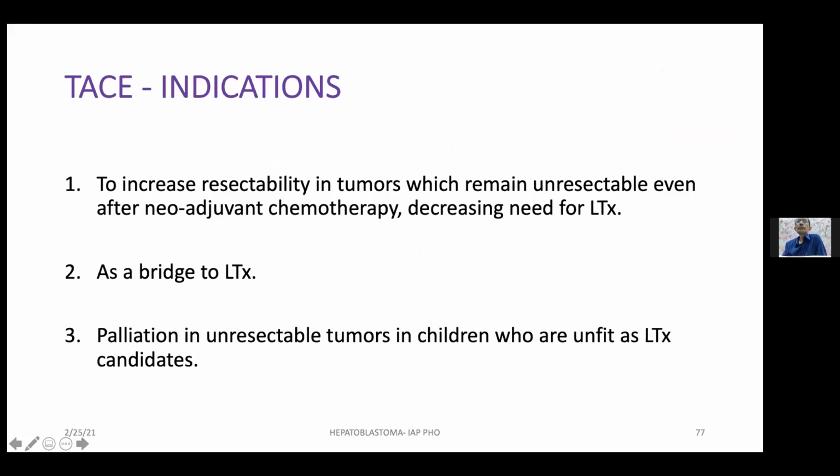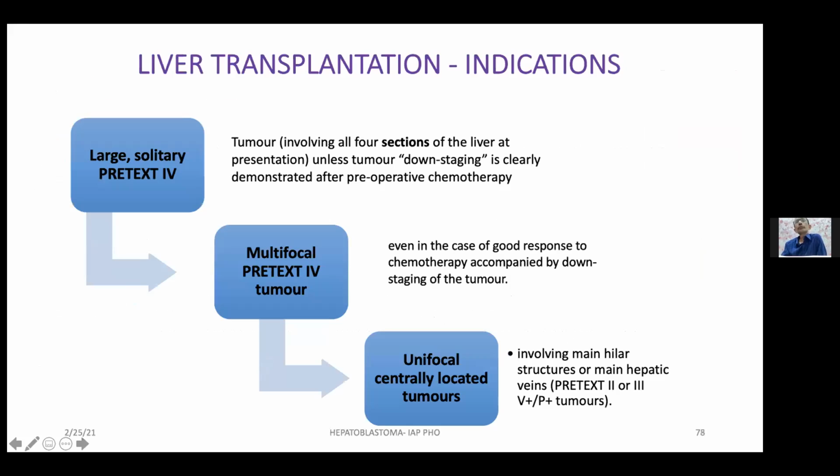Next slide. Okay, we are not going to discuss this in detail, but you should be aware there is a concept called TACE, which can be used as a bridging to liver transplant or as a palliation. Next slide. The final important point is, when will you consider liver transplantation? PRETEXT 4 or multifocal or centrally located. These are the 3 points. But for PRETEXT 4, if the chemotherapy downstages, you can still try a liver resection. But that concept should be approved by a pediatric surgery team in conjunction with the liver transplant team.